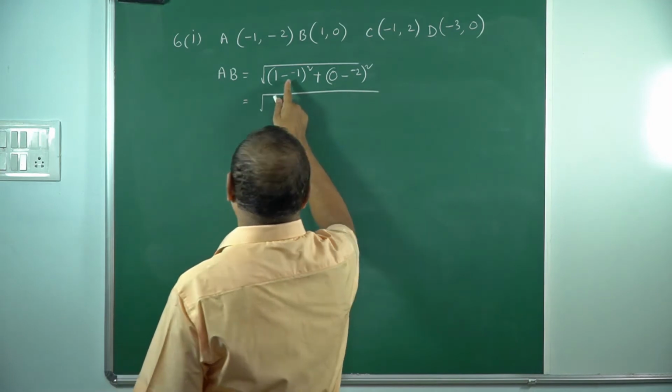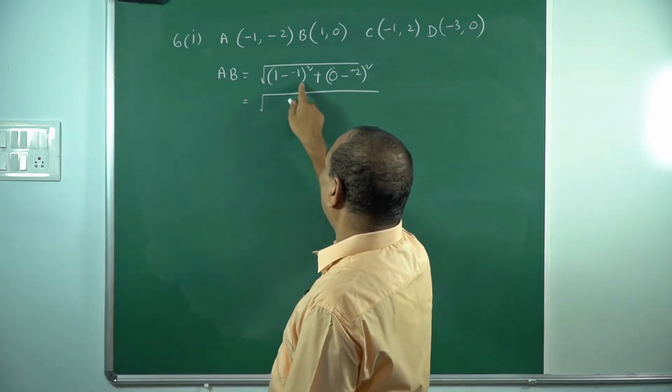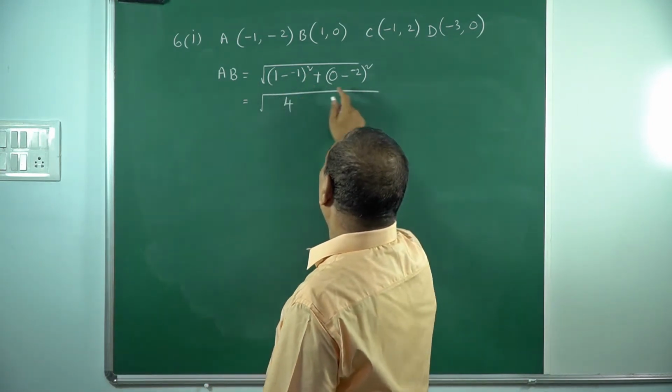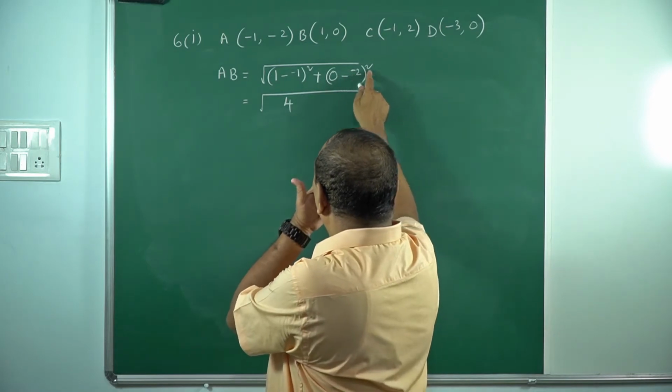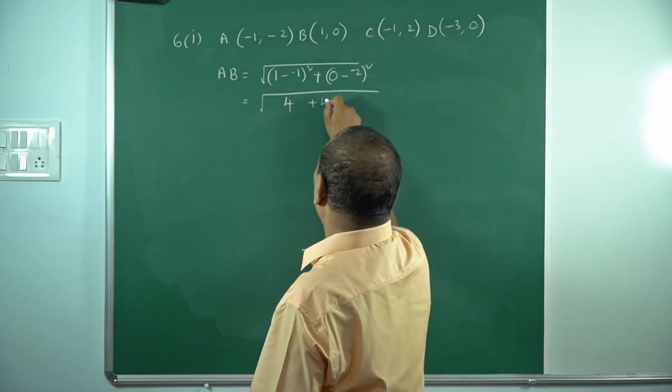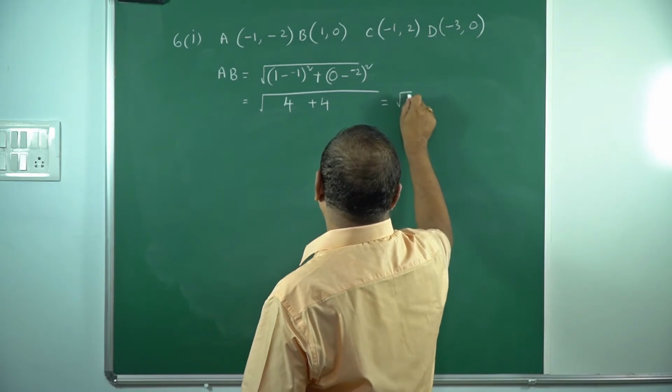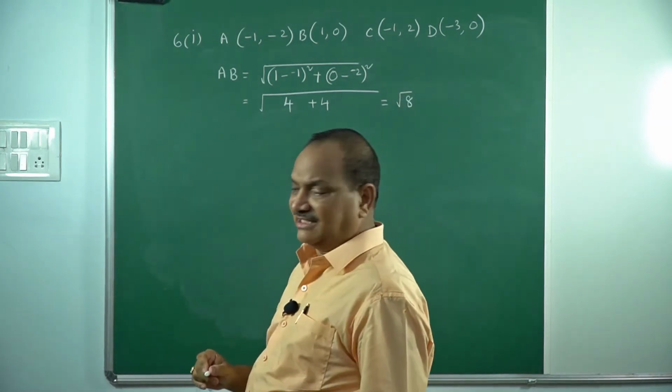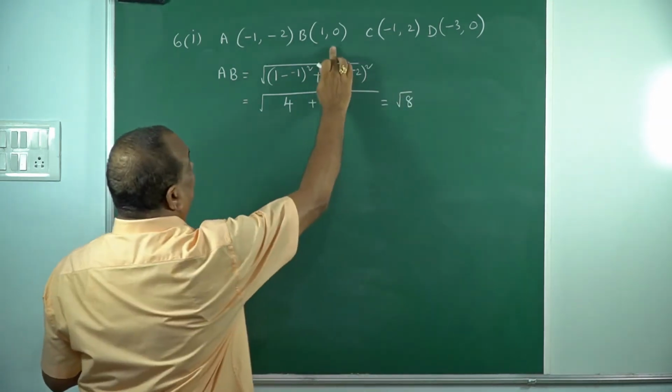This is 2, since minus of minus 1 is plus 1. 2 squared is 4. And this is plus 2, plus 2 squared is 4. And my answer is root 8. So leave it there for the time being. We go to find out BC.